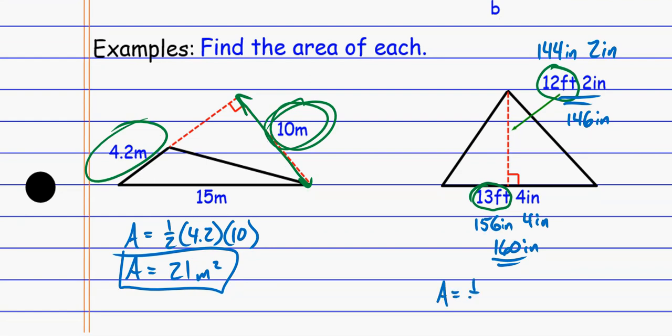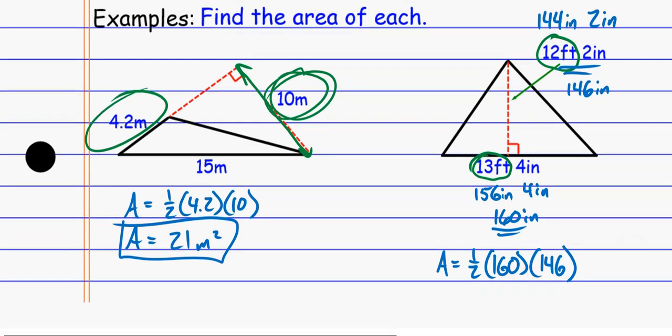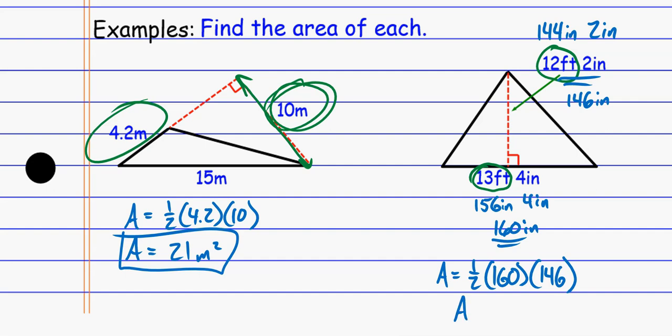Area equals 1/2 the base times the height. Well, the base this time I'm going to do 160. The height I'm going to do 146. And now, once again, this is a job for my calculator. I do the 1/2 times the 160 times the 146. And it looks like I get 11,680, and that's going to be square inches. Okay. So again, if I have more than one measurement, I got to kind of convert things a little bit to make it easier for myself. Okay. 1/2 the base times the height.